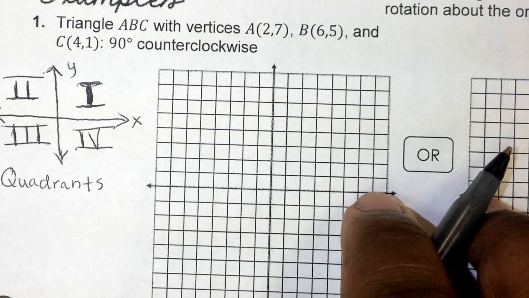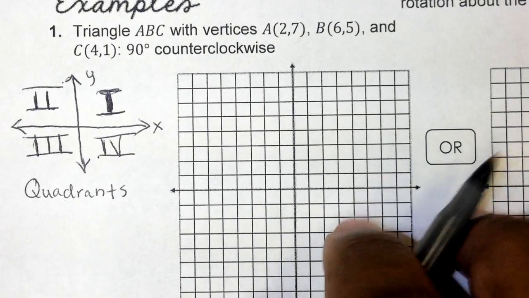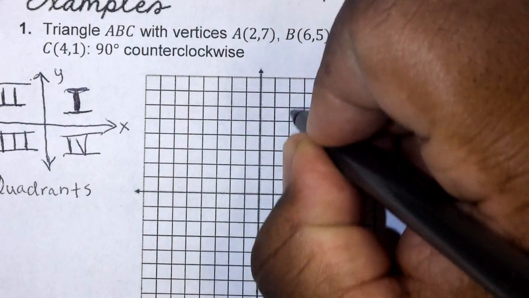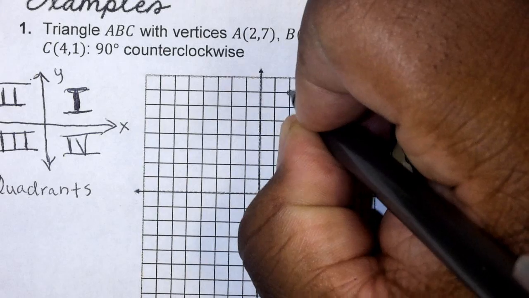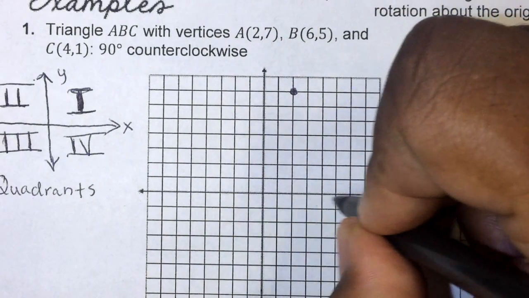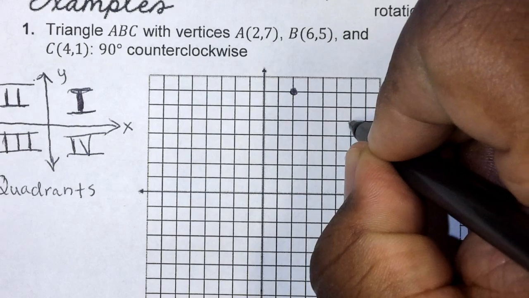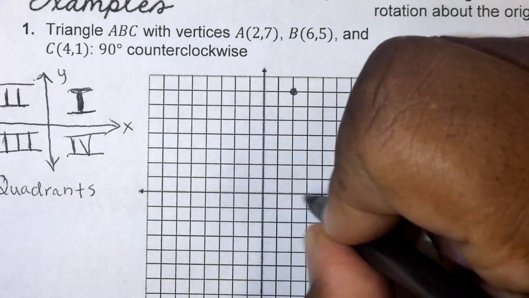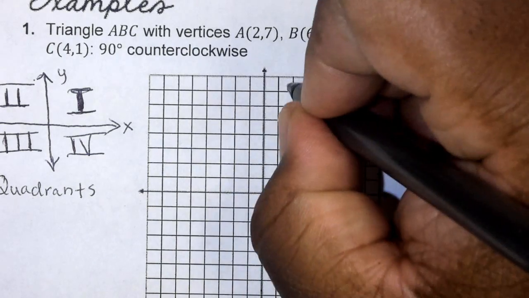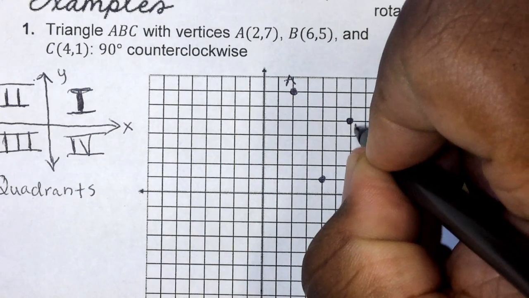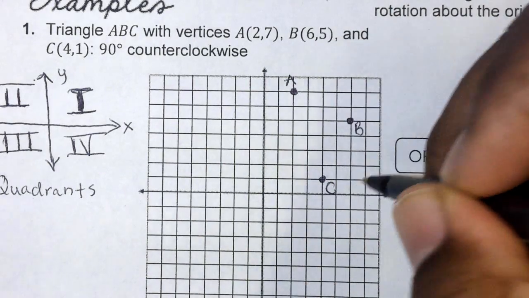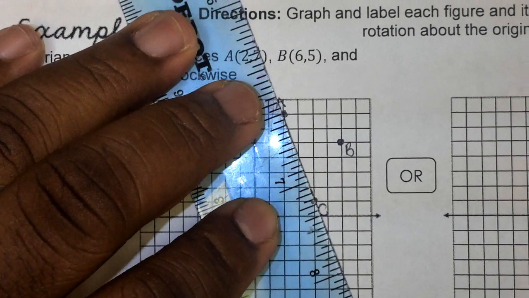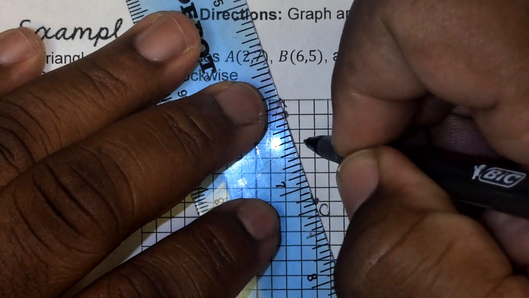Graphing this. It says triangle ABC. They want us to rotate it 90 degrees counterclockwise. Graph ABC first. Make sure you label. Especially with rotations, the most important part is for you to label first.